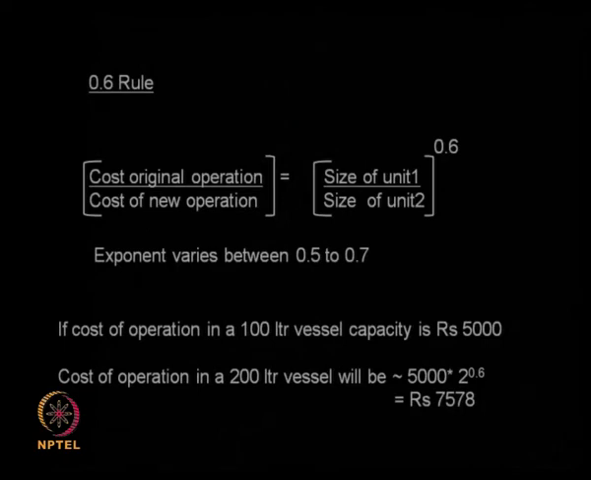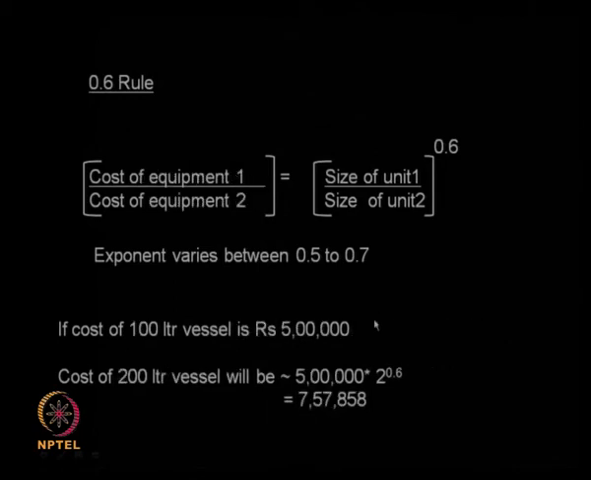So it is not 10,000 but less than 10,000, and it comes out to be 7,578. So this 0.6 rule is very useful. Sometimes, depending upon the type of equipment, this exponent may change. If it is a very complicated equipment, it may go to 0.7; if it is not so complicated, it may become 0.5. So all it says is, just because the vessel size has moved from 100 liter to 200 liter, you cannot just multiply 5,000 by 2 and say it is 10,000 rupees. It will be less than that. The same 0.6 rule can also be used for getting the price of an equipment.